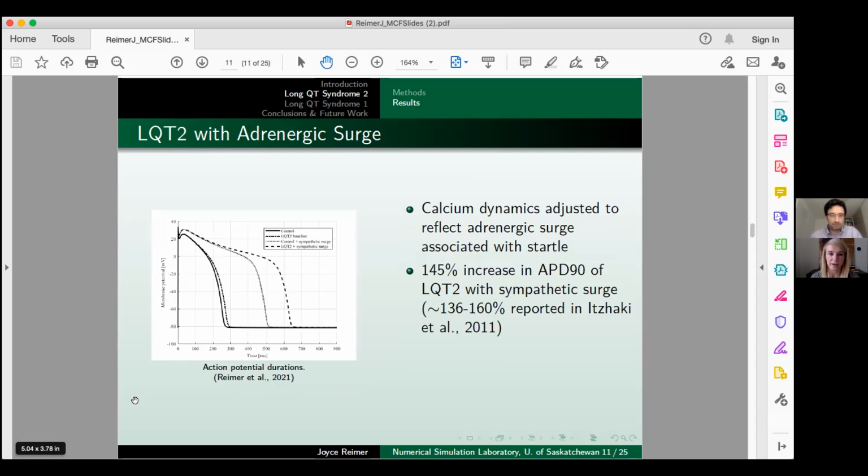And then to further verify the model, we looked at the lengthening of the action potential, since this is characteristic of long QT syndromes. At a baseline level, there's just a slight increase in the action potential duration. However, once we applied a sympathetic surge by changing the calcium dynamics of the model, it drastically increased this dashed line out here. It was a 145% increase in the duration of the action potential, and this was within the experimentally reported values from Itzhaki et al. So that assured us that we were fairly accurately simulating the specific mutation.